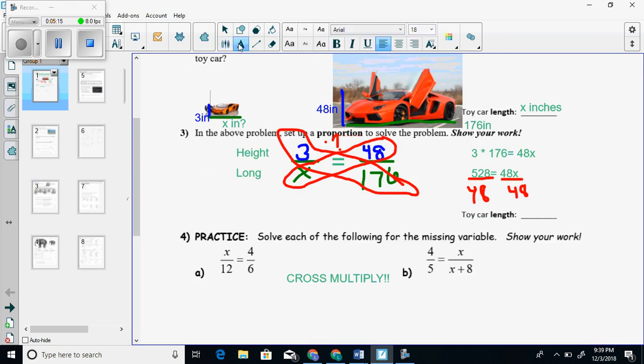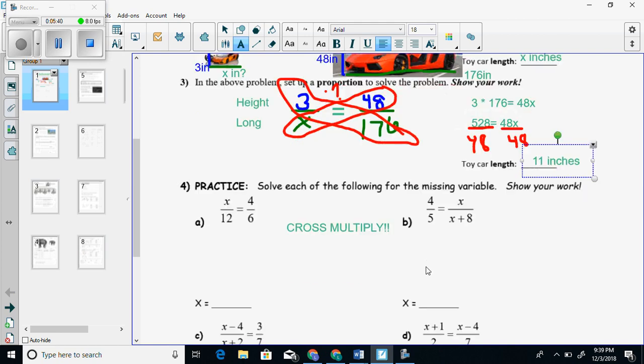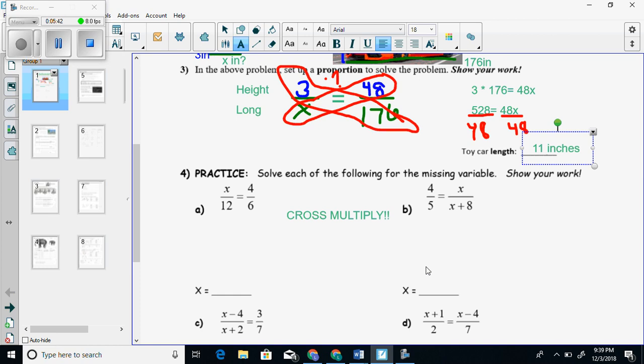Okay, so whenever you get an answer, it's always important to rationalize this with these word problems and see, does that make sense, right? Okay, 11 inches for the toy car. If you got something larger than the actual Lamborghini, you should be sitting there and say, okay, does my proportion make sense? This should be smaller, these sides, compared to that one. All right, so that's what we're going to be looking at here in these practice problems.